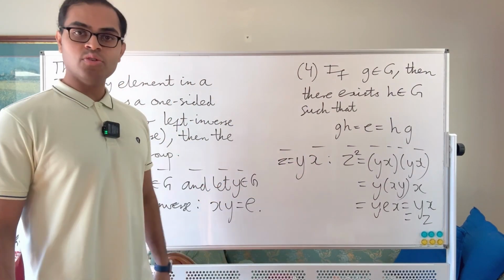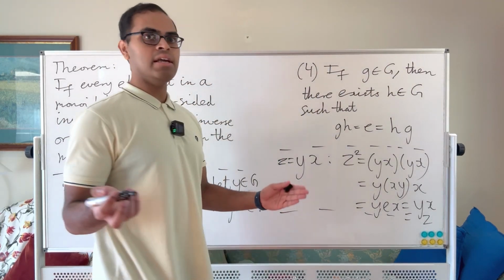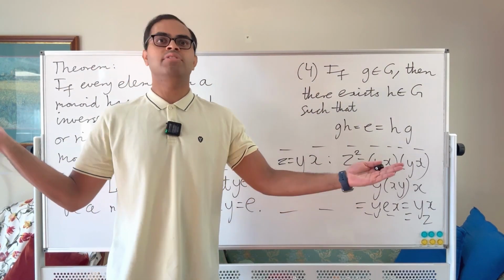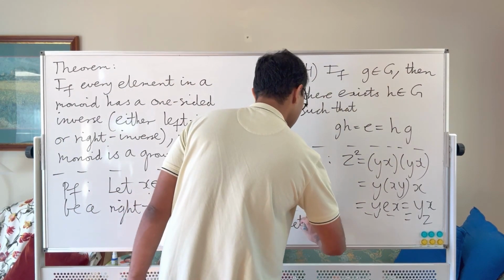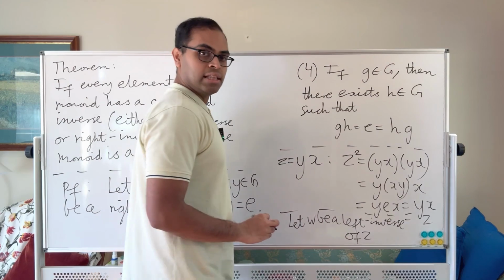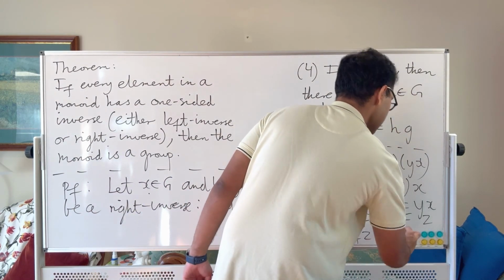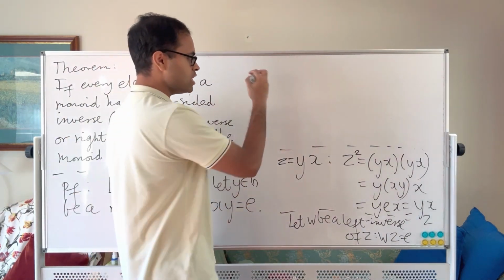So knowing that z squared is z, what we can deduce is, let w be a one-sided inverse of z. It doesn't matter. Let's assume w is a left inverse. Either way the argument's going to work. So let w be a left inverse of z. And now what that tells us is that, of course, wz is equal to the identity. And now we can actually complete the proof. w is a left inverse of z. So let's get into it.